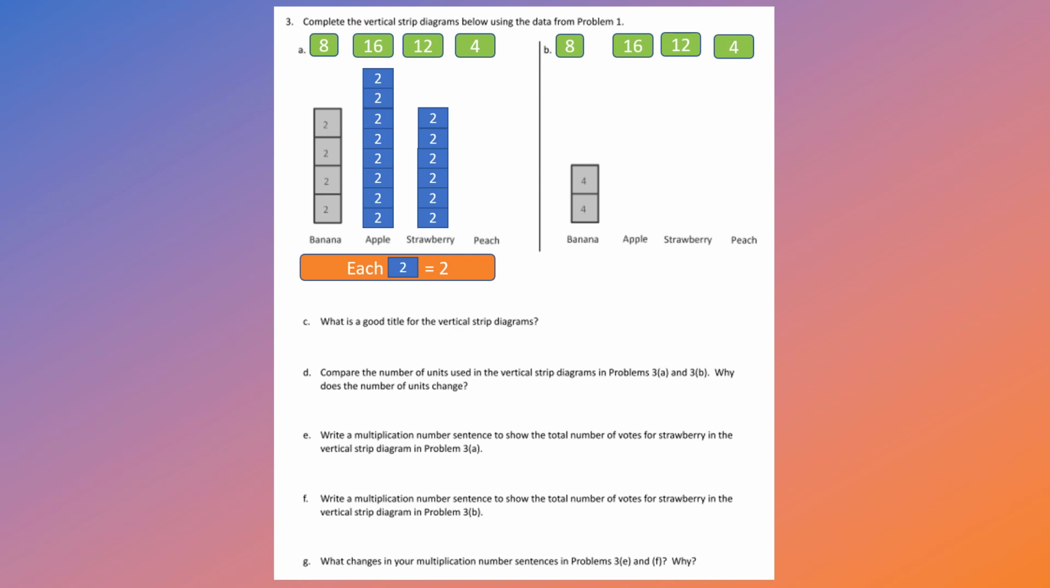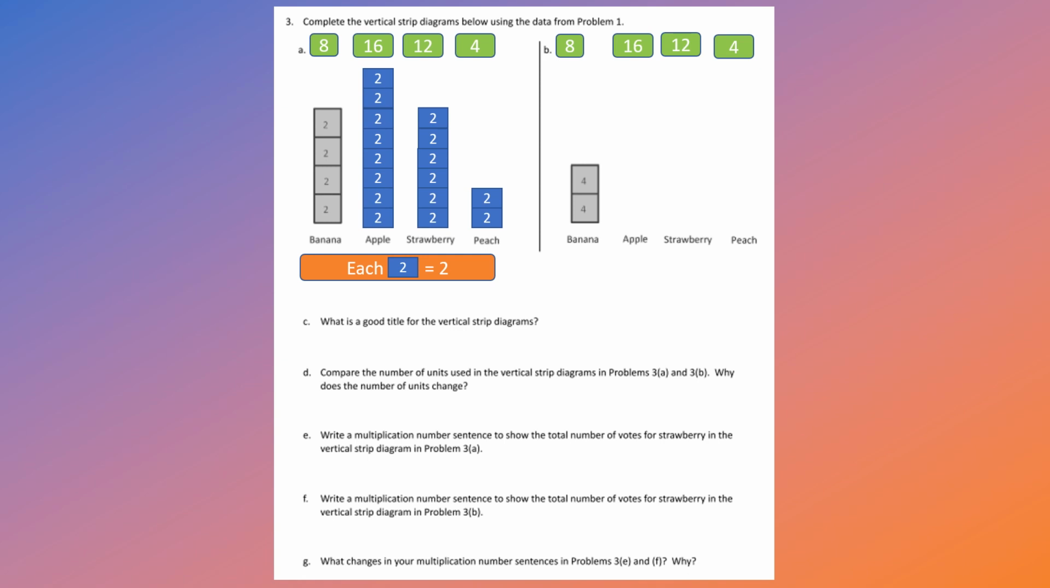Now let's represent our votes for peach, which is 4. How many squares do I need to represent 4? If you said 2, you're absolutely correct. So that's 2 and 4. Now we've completed 3A. Now we need to complete 3B.